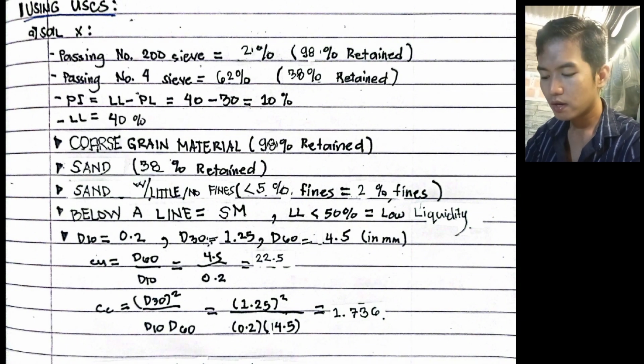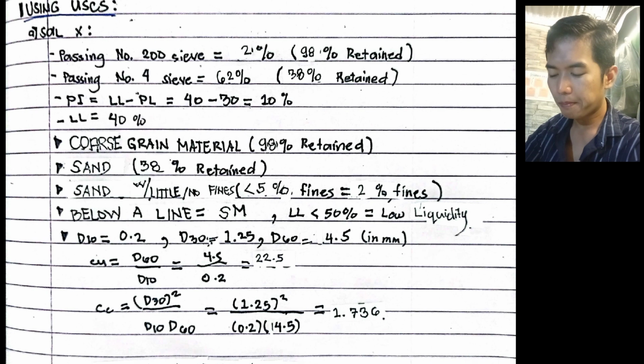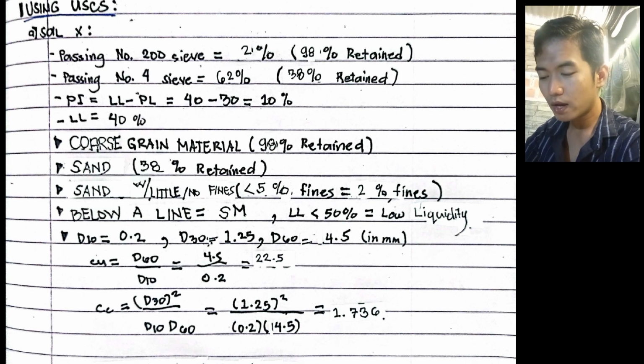We find D10, D30, and D60 to calculate the coefficients and classify the gradation. So we use the given graph, the gradation curve. We identify D10, the 10% passing, D30, the 30%, and D60, the 60%. So D10 is 0.2, D30 is 1.25, and D60 is 4.5, all in millimeters.